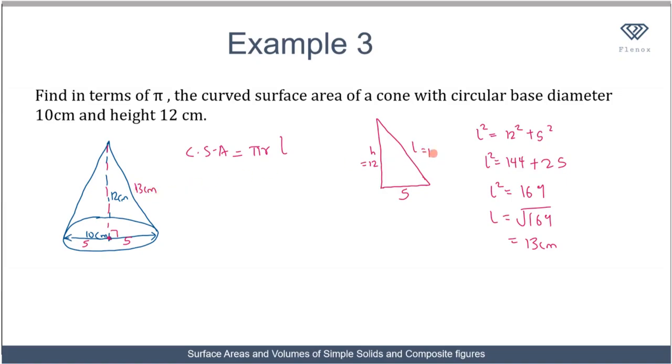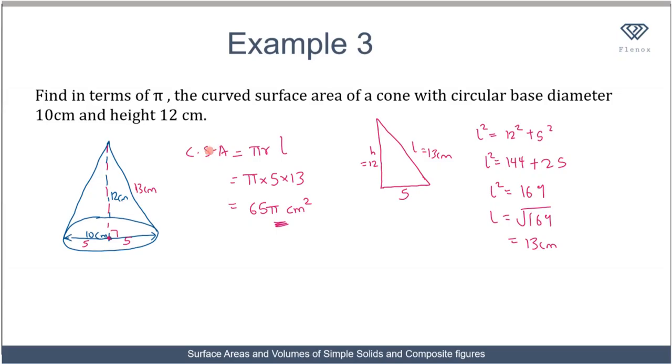So now I can calculate the curved surface area, which is pi, and we were told to write the answer in terms of pi. So I have it as pi, and my radius is found to be 5, and my curved length is 13. 13 times 5 gives me what? 65 pi. And the unit is going to be what? Centimeter squared, since I'm dealing with area.